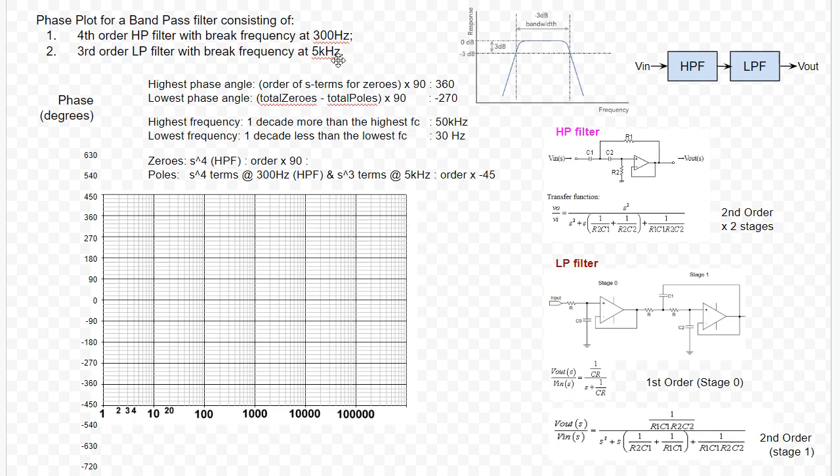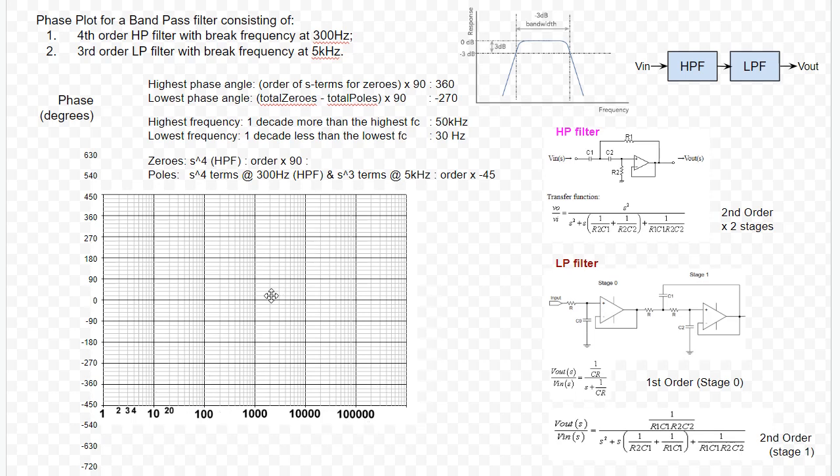The highest cutoff frequency is 5 kilohertz, so 1 decade more, that's 50 kilohertz. Next, for the lowest frequency, we look at the lowest cutoff frequency, which in this case is 300 hertz. So we look for 1 decade less than that, so that makes it 30 hertz. So we have 50 kilohertz, 30 hertz. So 30 hertz is around there, and 50 kilohertz, that's 10 kilohertz, 20, 30, 40, 50. So it's here. So we are inside the range.